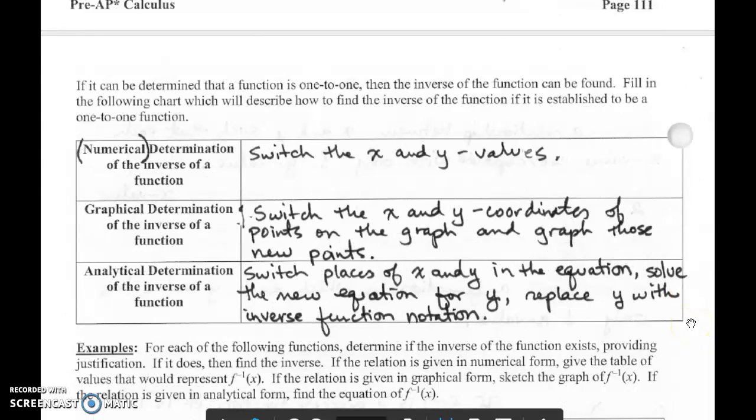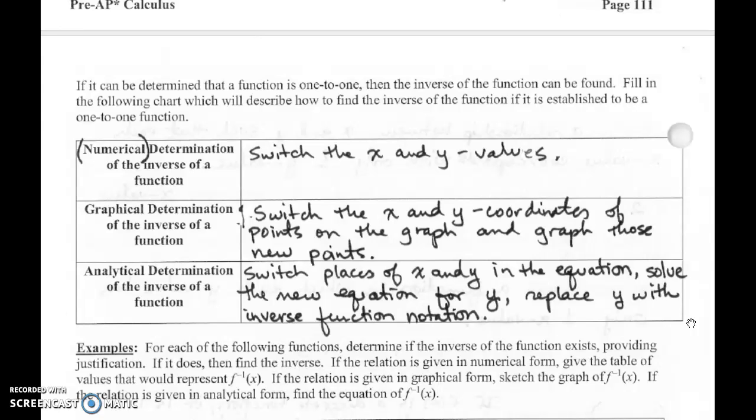So how do we find the inverse? Well, numerically, remember that's with a table. All you have to do is switch the x and y values. That is it. Now, as far as being continuous or not, or discrete, well, if it's discrete, just switch them. Not a big deal. But if it's continuous, you would have to connect the dots in that same order. And I hope that makes sense. Because in a continuous function, you connect the dots.